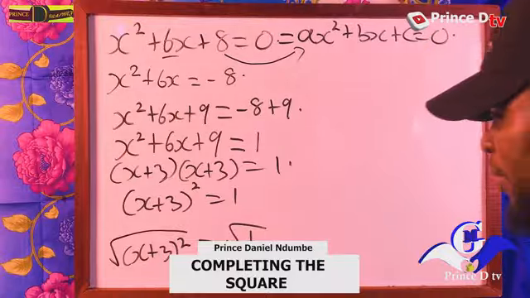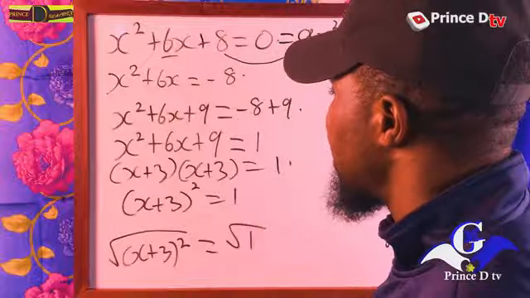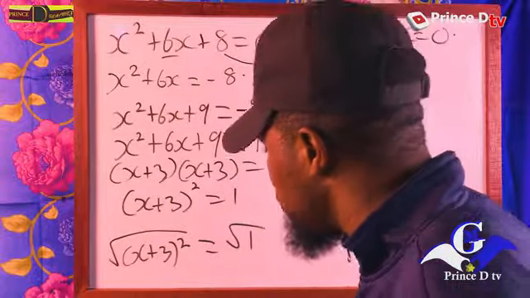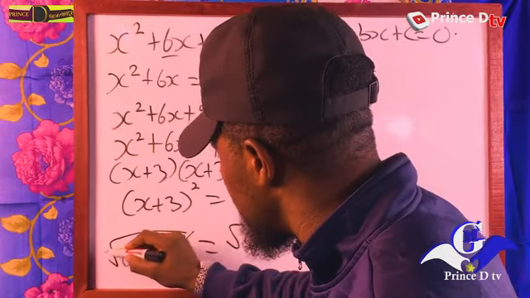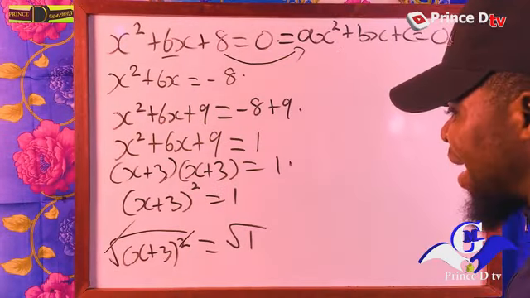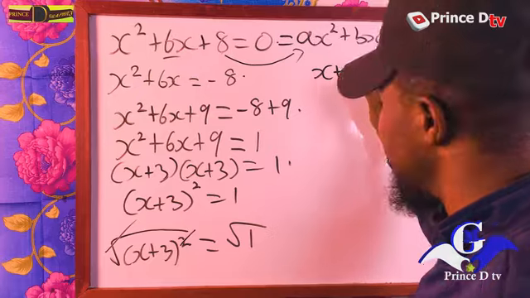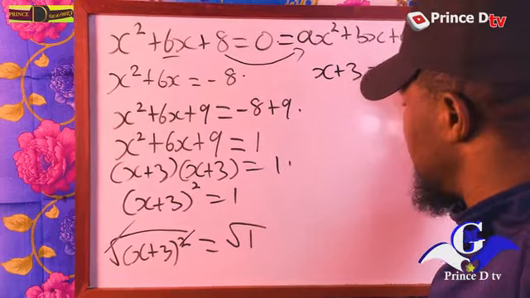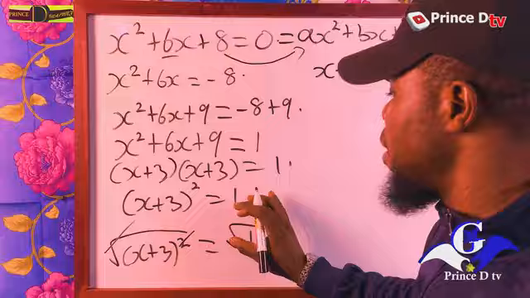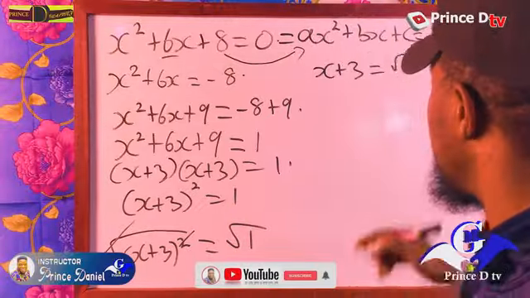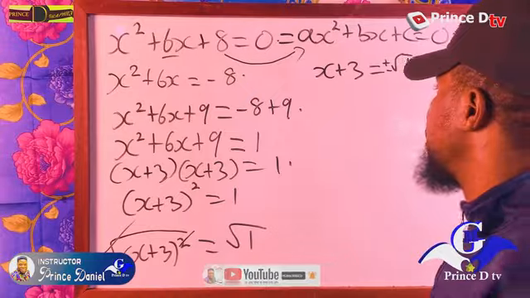That's it. So we take the square root of both sides of the equation. After factoring, this is how we take care of the square root sign. This 2 cancels with the square root, and we are left with x plus 3. So x plus 3 is equal to the square root of 1. Remember, when we have the square root on the right hand side, we are talking of plus or minus the square root. Remember, we're dealing with a quadratic equation.